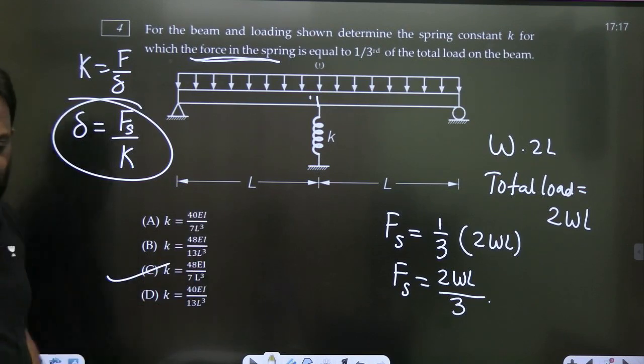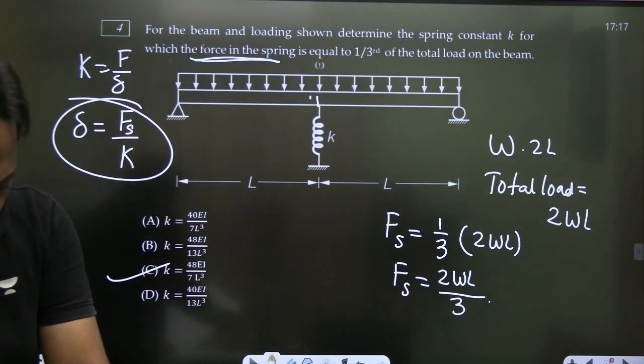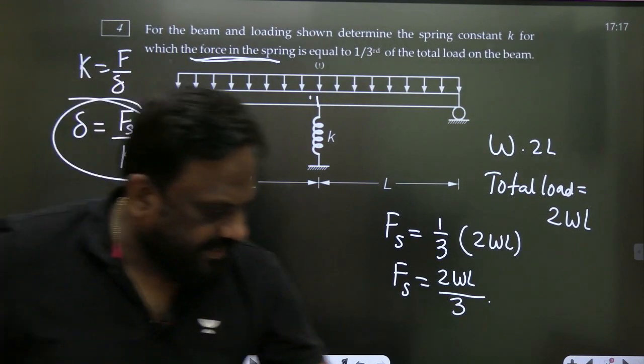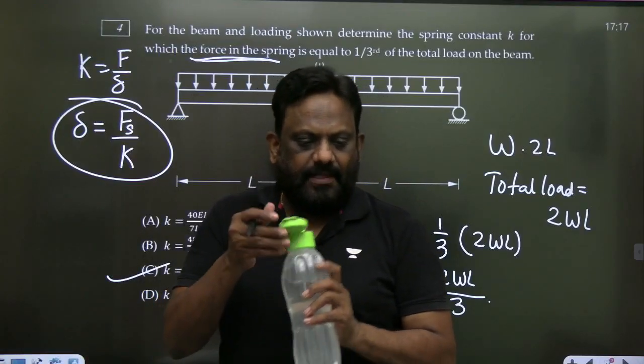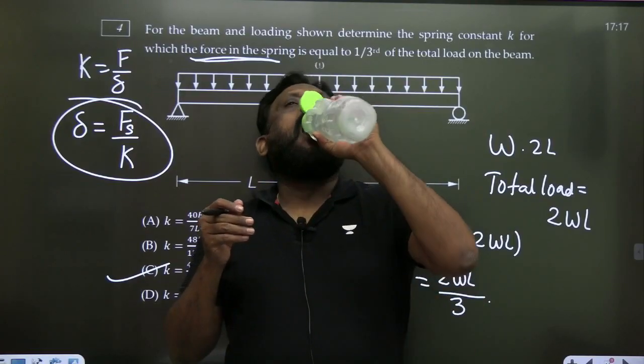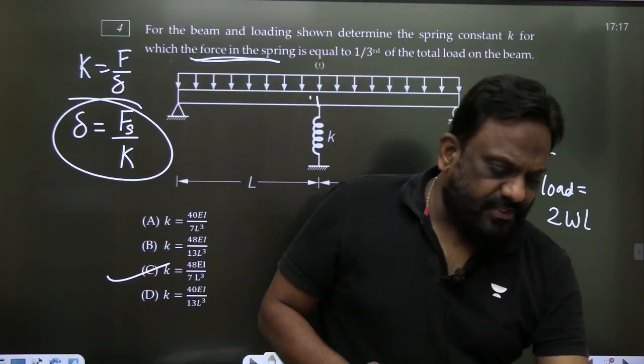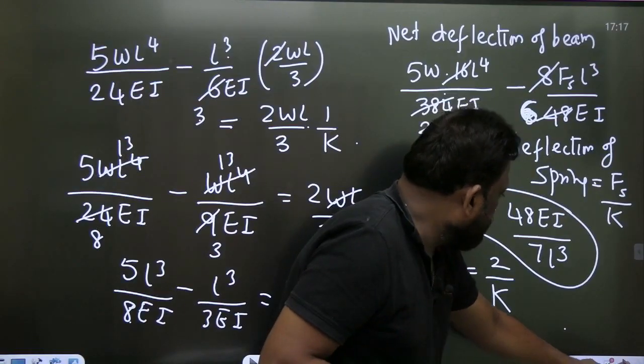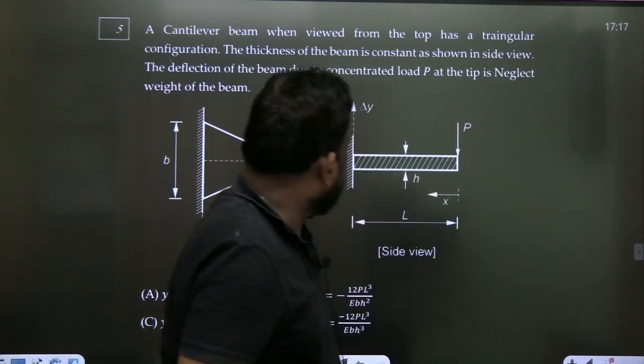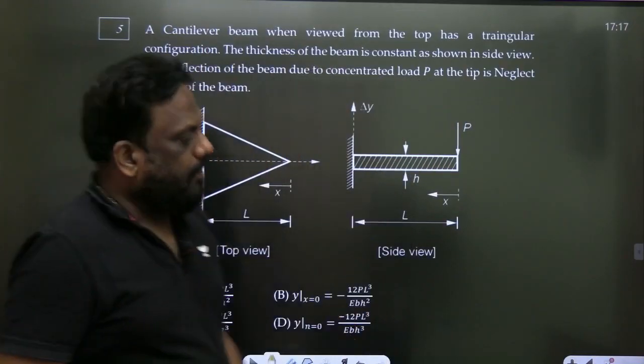I think option C is the right answer. Let me check. Option C is the right answer. Hope you understood, my dear friends. Let's take the next question. Take this one.